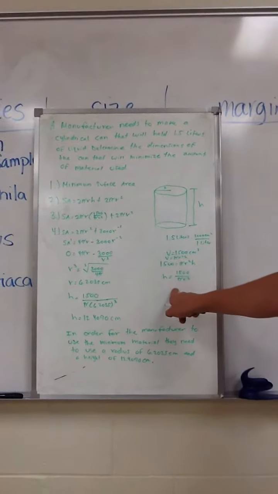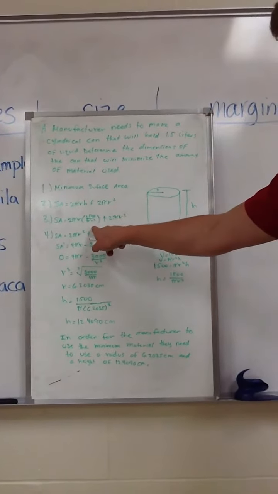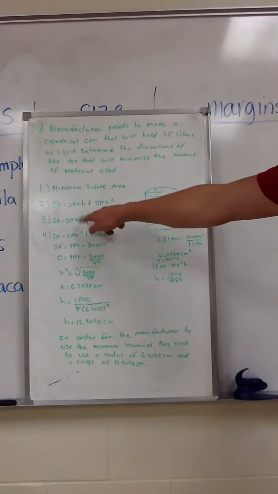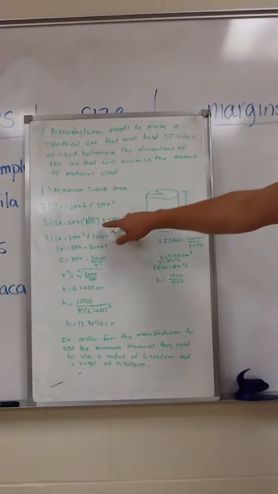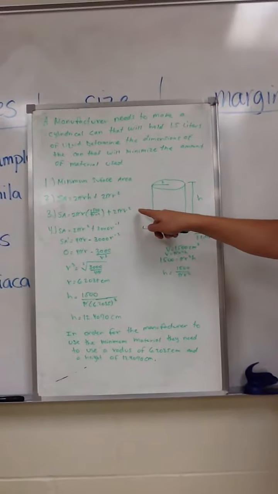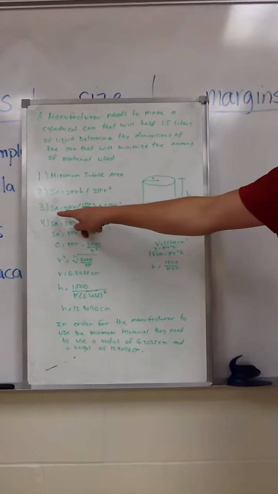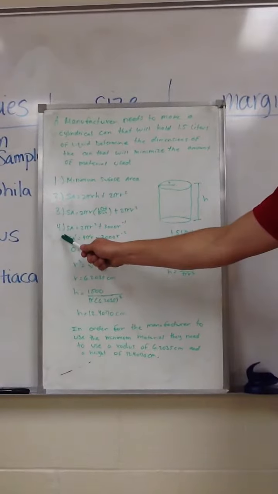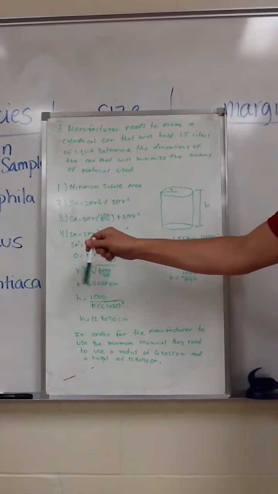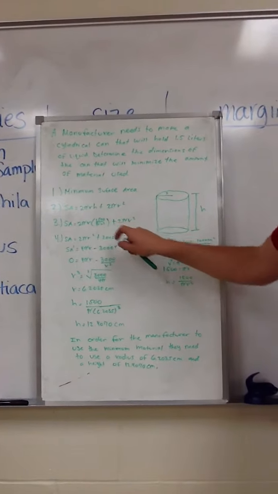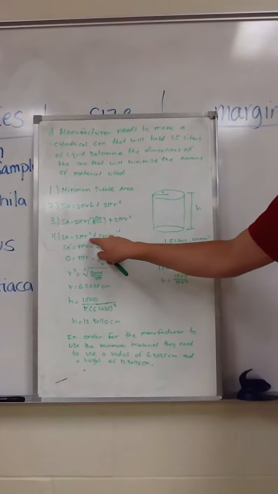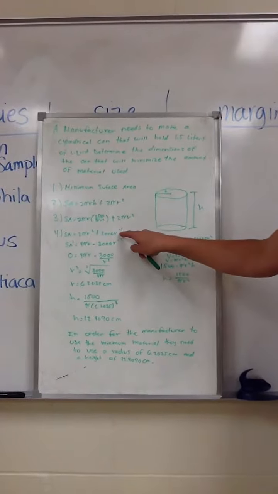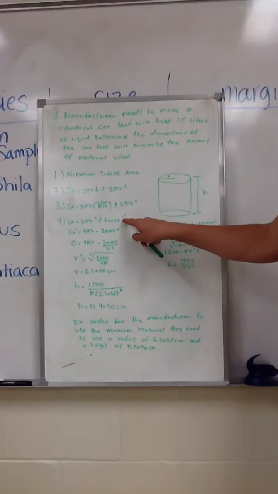So in order to plug this in up here, we put it in as our h. So 2 pi r, parentheses 1,500 over pi r squared, plus 2 pi r squared is equal to our surface area. So in order to find our number 4, which is our derivative, we combine like terms and get 2 pi r squared plus 3,000 r to the negative 1. And we have it to the negative 1 because it's easier to take the derivative.